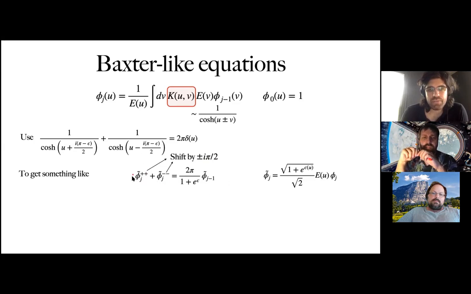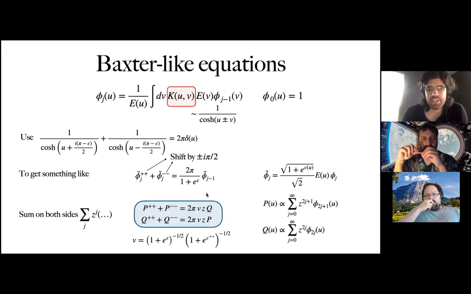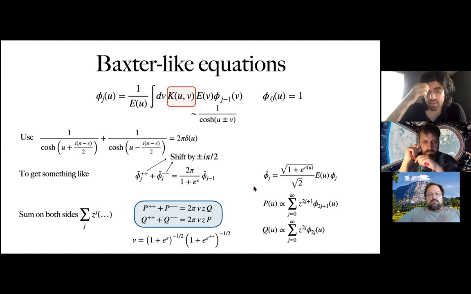And now what I can do is sum over j on both sides, with z to the j, and that allows me to get some relation which is of the Baxter type. So here I'm splitting this sum into odd and even parts, okay? Summing the even parts on the left-hand side will be related with the odd parts on the right-hand side and vice versa. That's why I get a pair of equations, p plus plus, p minus minus equal to k roughly, where p is this sum, and v's are related to the right function. So this smells like Baxter type of equations, at least formally. That's why I call it Baxter-like, but the analogy is not more than just formal.